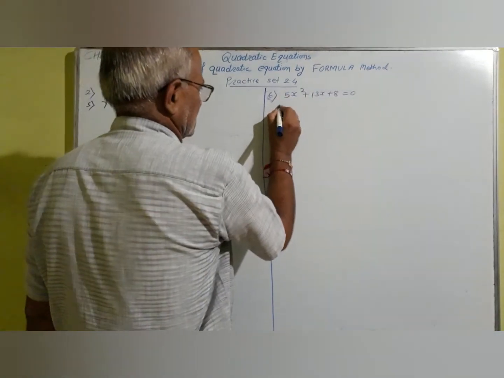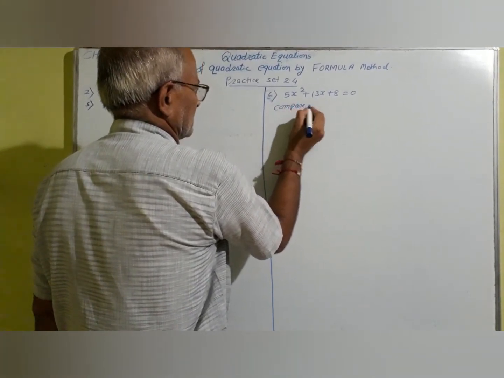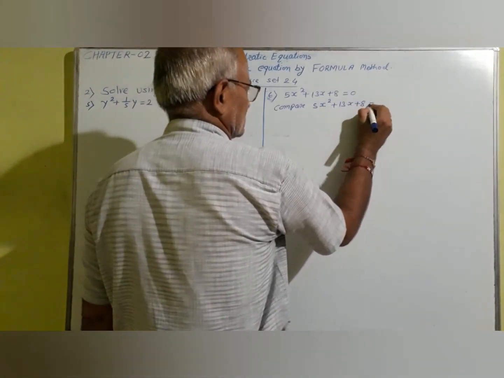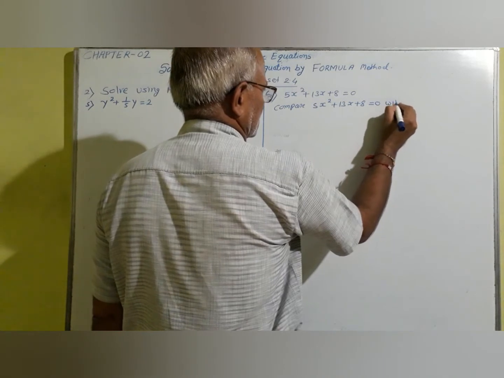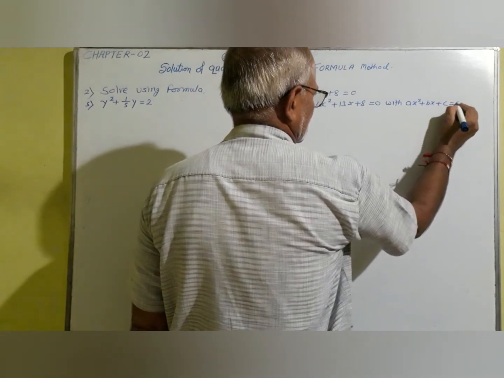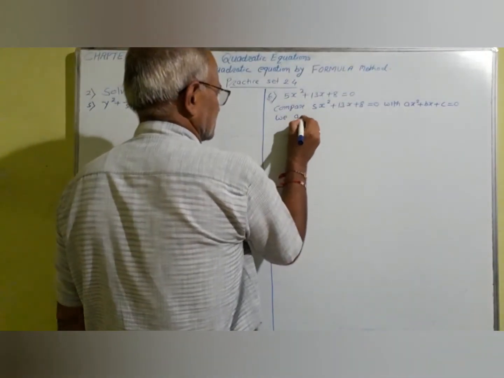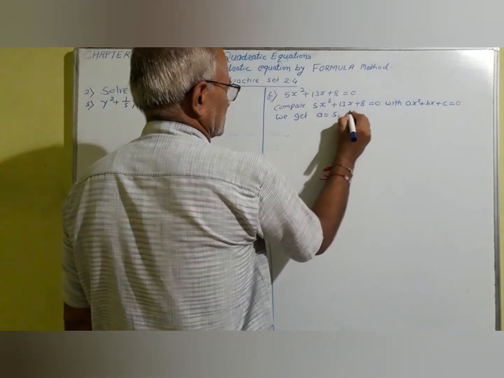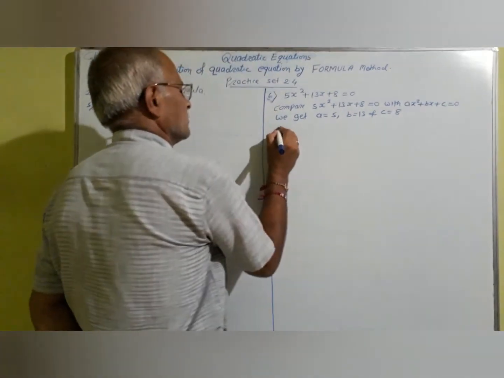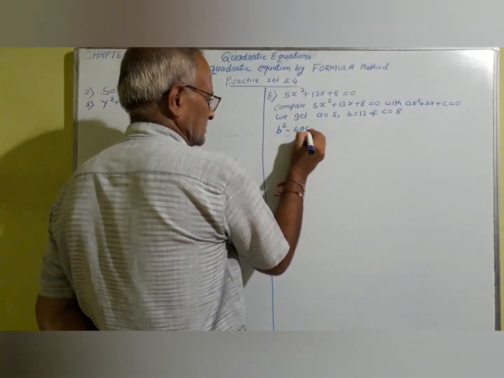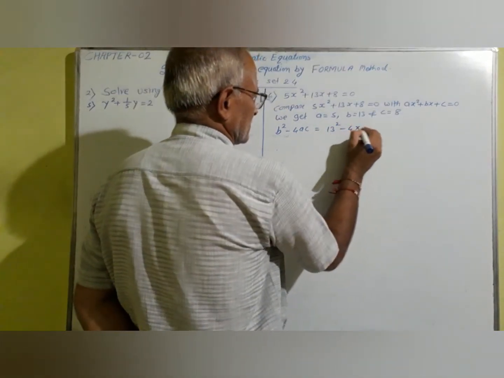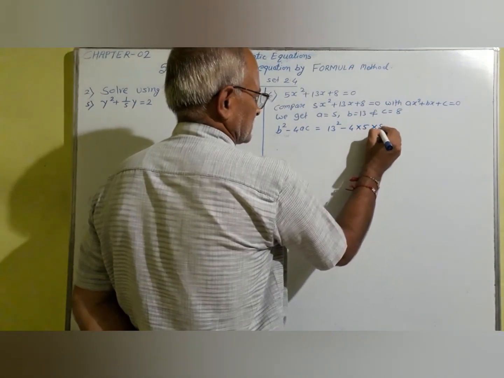The example is, compare 5x square plus 13x plus 8 is equal to 0 with ax square plus bx plus c is equal to 0. We get a is equal to 5, b is equal to 13 and c is equal to 8. Now find the value of b square minus 4ac, which is b square means 13 square, minus 4 multiplied by a multiplied by c means 8.